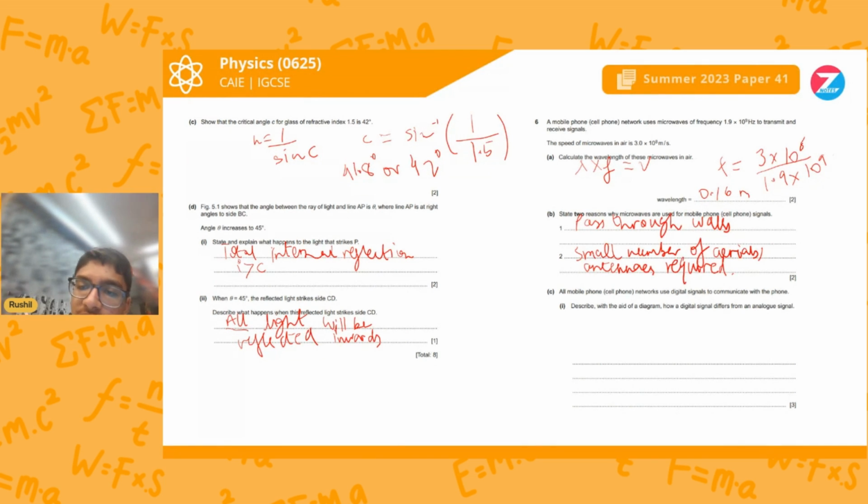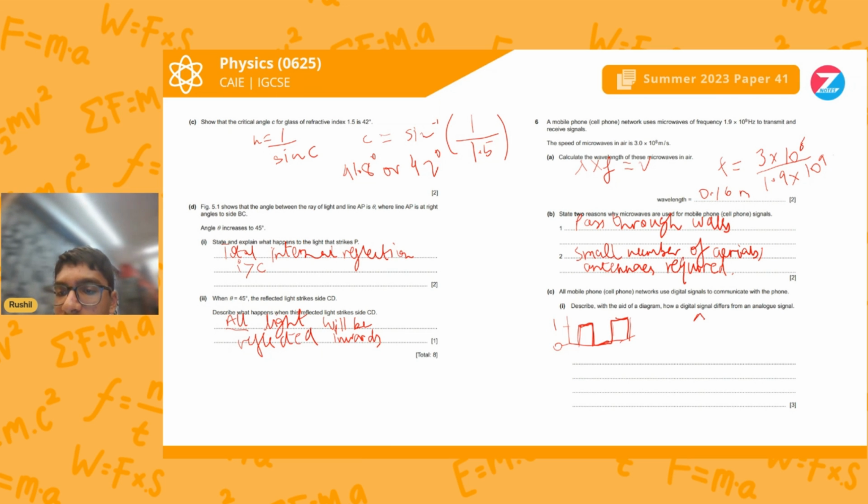All mobile phone networks use digital signals to communicate with the phone. Describe with the aid of a diagram how a digital signal differs from an analog signal. So the diagram is simple enough. Now, a digital signal diagram will be like this. There are two fixed values, 1 and 0. And it's constantly either 0 or 1. It's not accurate, but roughly we can see these sharp spikes and dips because it's either 0 or 1 here.